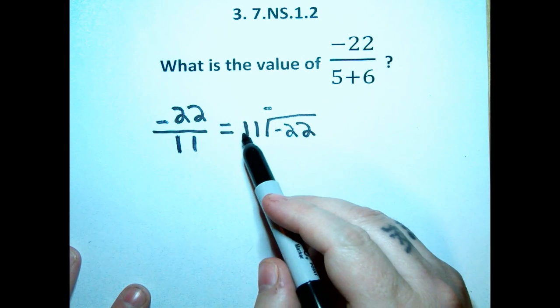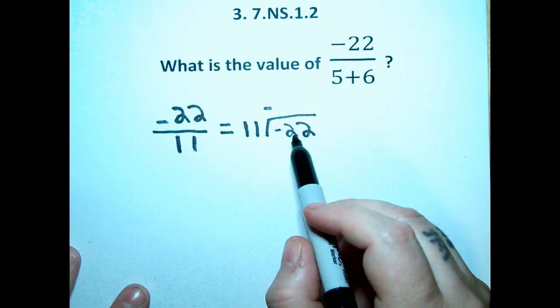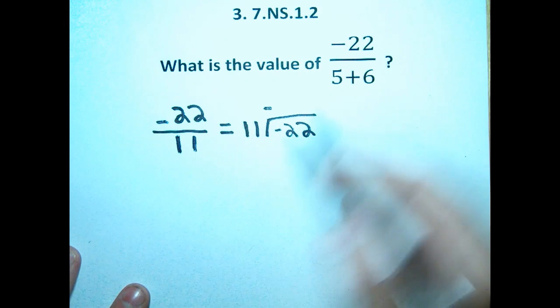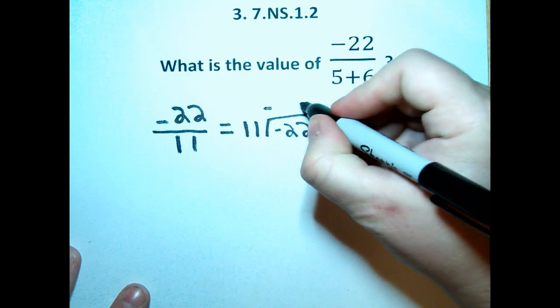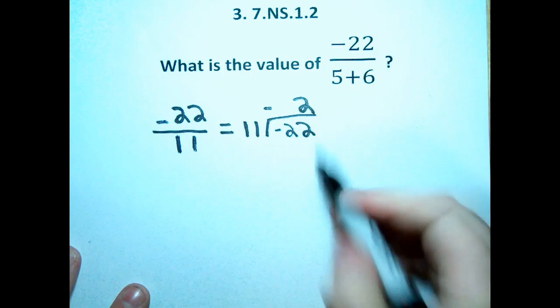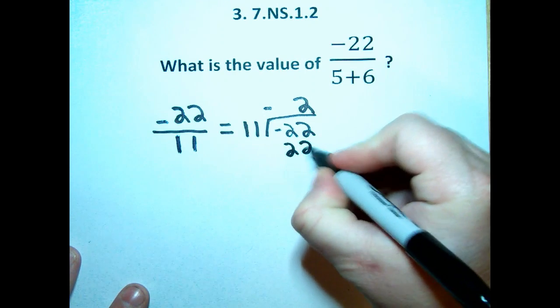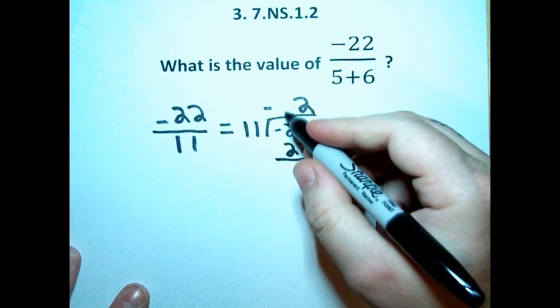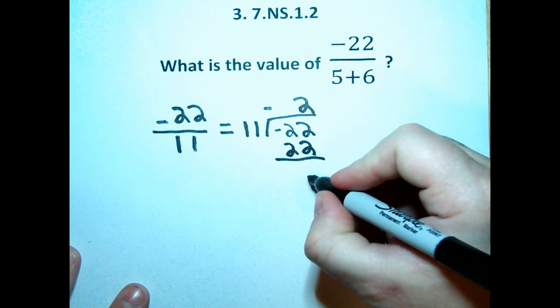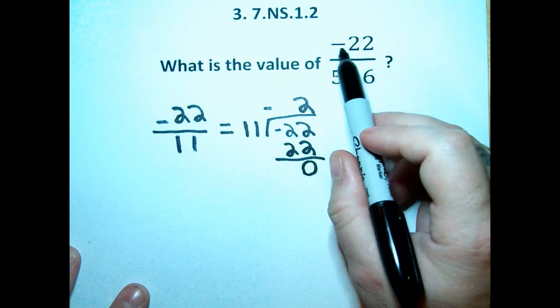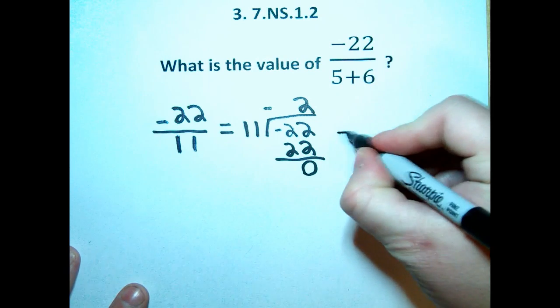Now we look at 11. 11 won't go into 2, but 11 will go into 22. So 11 will go into 22 2 times. So we have 2 times 11, we know is 22. And then we can see we have a remainder, 22 minus 22 is 0. So the value of negative 22 over 5 plus 6 is going to equal a negative 2.